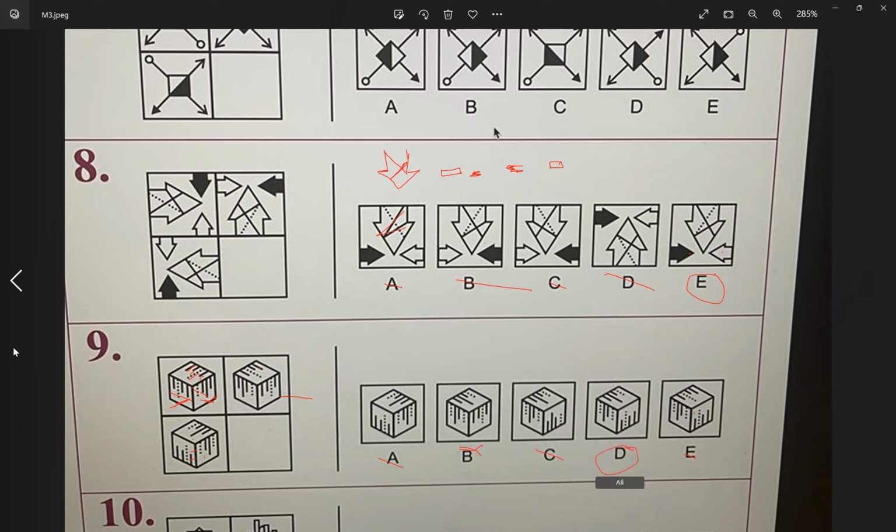Elise, why not C? Because I don't think it's C because the line is not correct here. The longer one is supposed to be here, and also the smallest one is dashed, and I think the longest one is supposed to be dashed.